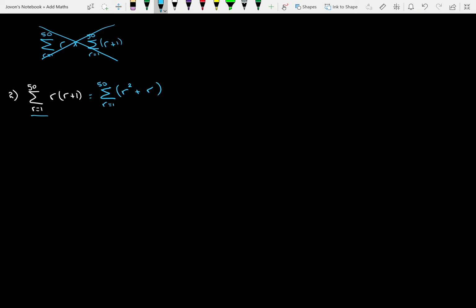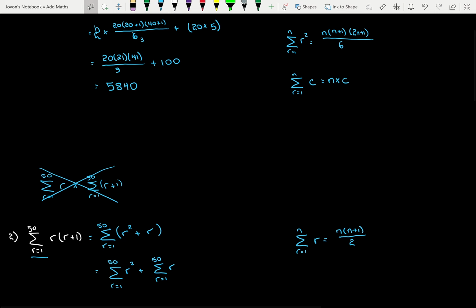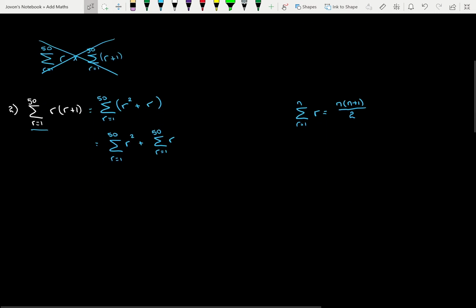Okay, again using the rules from before, we have the sum from r is equal to 1 to 50 of r squared plus the sum from r is equal to 1 to 50 of r. Okay, and again using the rules from before, we know that the sum from r is equal to 1 to n of r is equal to n multiplied by n plus 1 all over 2. Okay, and again for r squared, we have this formula above, which is n into n plus 1 into 2n plus 1 all over 6.